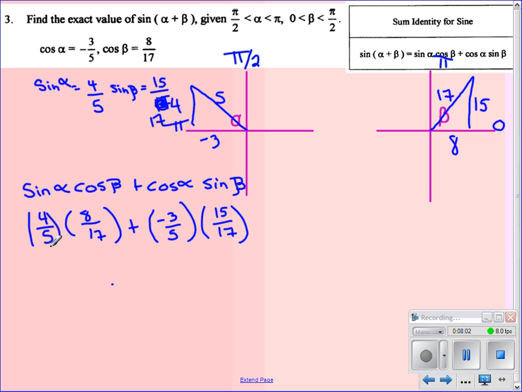Okay, when you do this, you should get one of each. The denominators should be different on both of these, I mean the 5 and the 17, each one should have the denominators. Then you're going to multiply straight across. So 4 times 8 is 32. 5 times 17 is 85. Plus negative 3 times 15 is negative 45 over 85. Again, we have the common denominator, so we're going to just add 32 plus negative 45 is negative 13 over 85. And that is simplified.